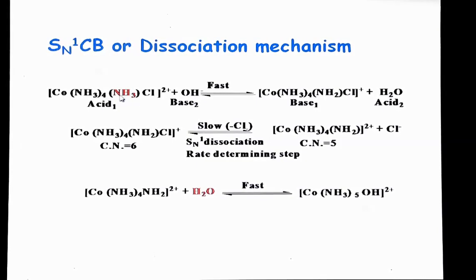Now this acid, by donating one hydrogen to OH, is converting into its conjugate base. Here you can see this amide complex is formed, and since in this amide complex one hydrogen is less, it is the conjugate base of this acid, and this base is taking one hydrogen from this acid and converting into its conjugate acid. So why it is called CB, you can understand here. Here it is forming the conjugate base. Now this conjugate base is the main reactant in the SN1 dissociation rate determining step.